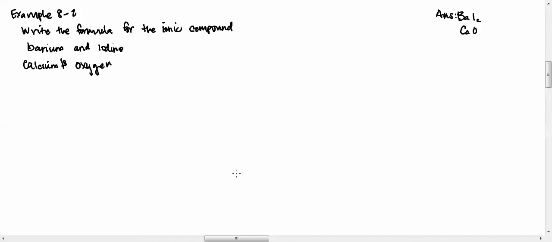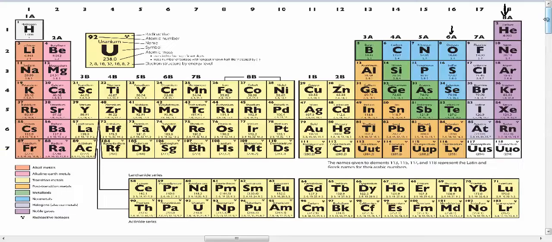So I want to write these formulas in each of the ionic compounds. I have barium and iodine, and one of the things you need to do first is look up their oxidation numbers. The way you look it up is you basically just go down to this periodic table. Barium's right over here, and he has two valence electrons. So he's going to want to give up those electrons.